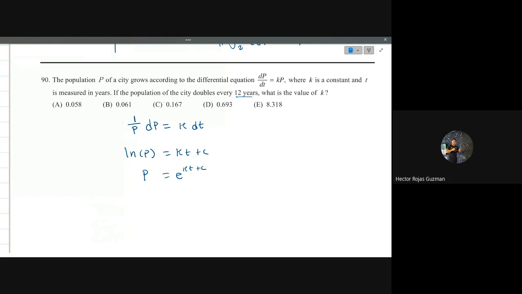What is K? But we were not given an initial condition. So there's this lesson in chapter 7 that we skipped about this. I saved it for BC. And I'm thinking we're going to have to use that.